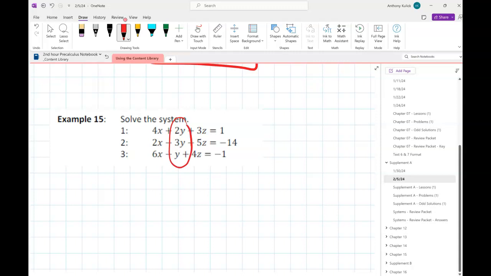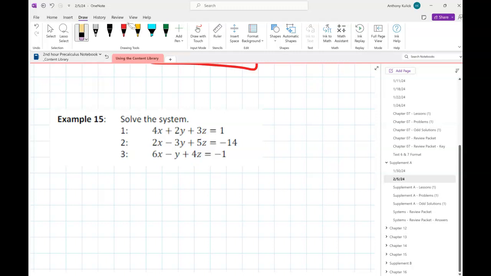Now, x would not be a bad one either, because if I look at the x coefficients, 2 is a multiple of 4, or 4 is a multiple of 2, and 6 is a multiple of 2. So that would be a good one to do. But in general, I'm just looking for a coefficient of 1 or -1. If I have that, that's the variable I'm going to eliminate. If I have multiple variables with that, it doesn't really matter. Just pick whichever one looks easier.